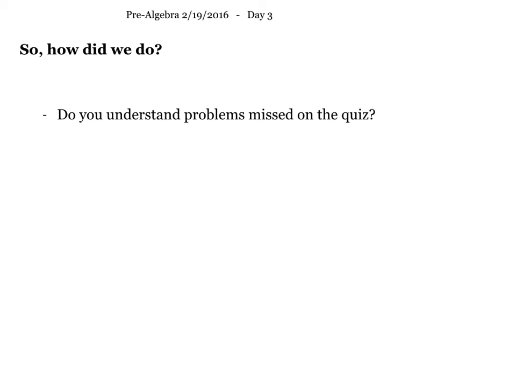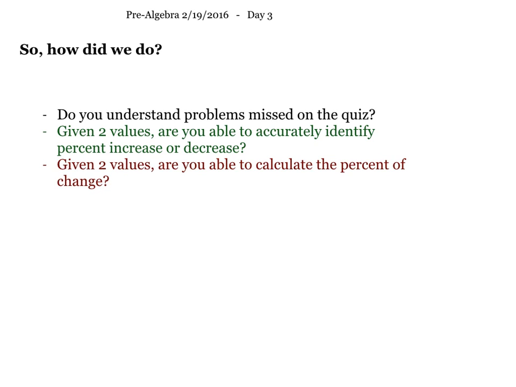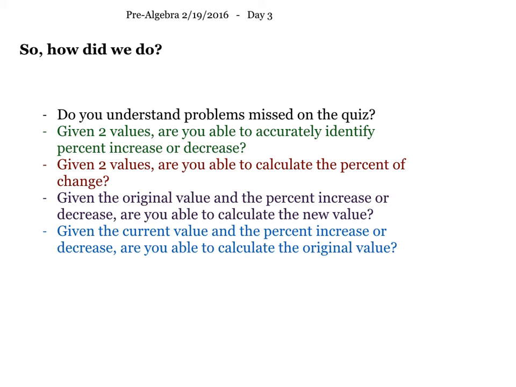So let's look at how we did. Do you understand the problems that you missed on the quiz? If you are given two values, are you able to accurately identify percent increase or decrease? If you are given two values, are you able to calculate the percent of change? If you are given the original value and the percent increase or decrease, are you able to calculate the new value? And finally, if you are given the current value and the percent increase or decrease, are you able to calculate the original value?